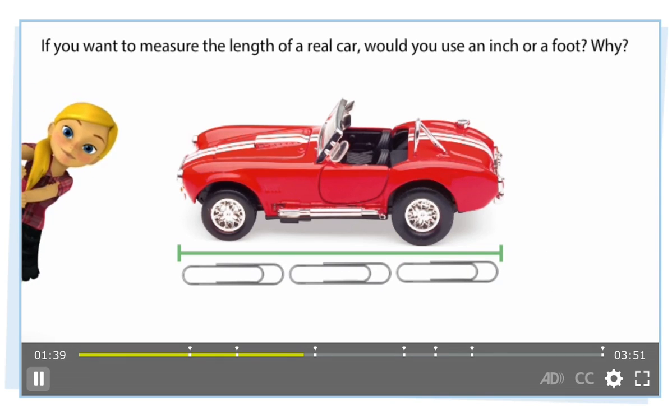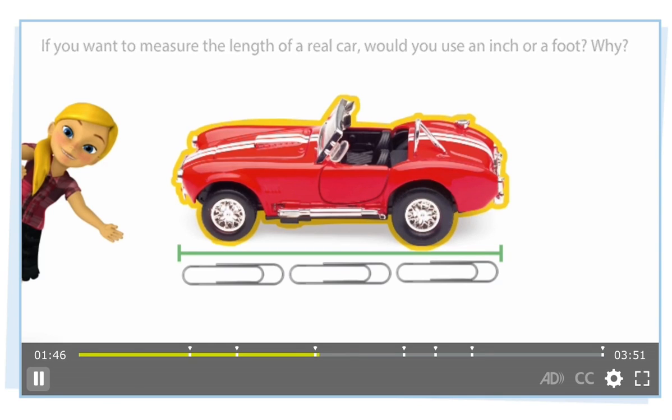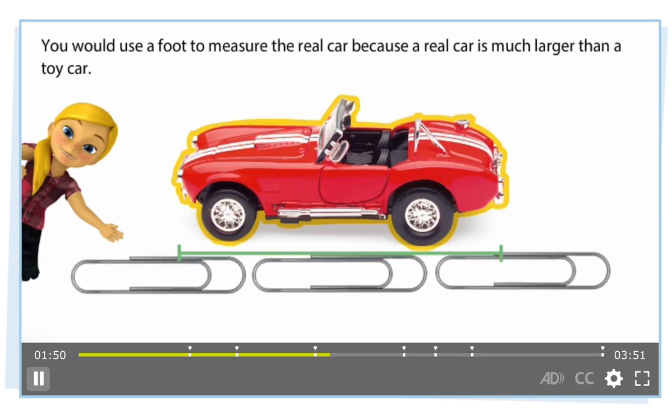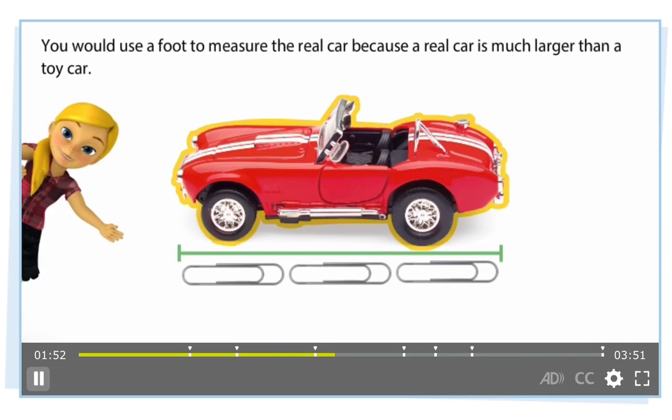If you want to measure the length of a real car, would you use an inch or a foot? Why? You would use a foot to measure the real car because a real car is much larger than a toy car.